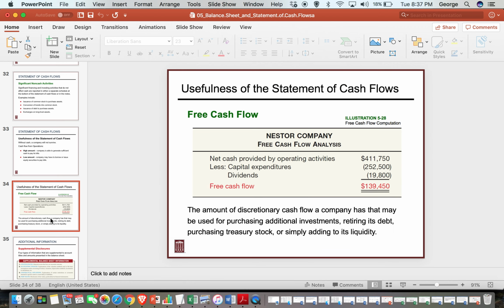Free cash flow is the amount of discretionary cash flow a company has that might be used for additional investments. This is if you're doing well, and we went ahead and recorded our cash inflows and our cash outflows. Our 411 cash inflows less 271 in outflows gives us free cash flow of 139. It just shows you the amount. I guess this sort of thing would be part of your notes. You would disclose the amount of additional cash that we have to make additional purchases in the future.